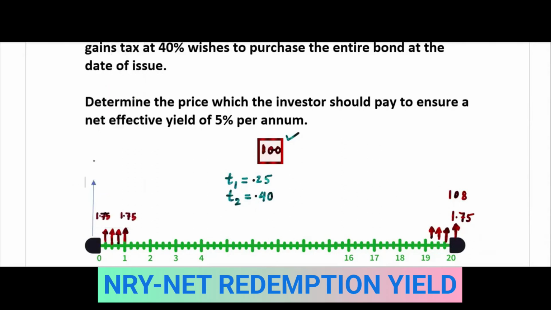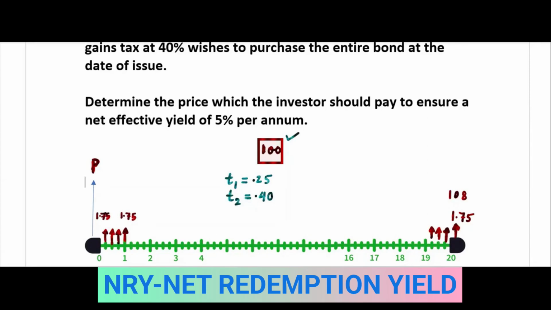Now the question is, you have a capital gain here. What is the question here? There will be capital gain, so there will be capital gain tax. That means they will take capital gain tax from you if there is a capital gain.